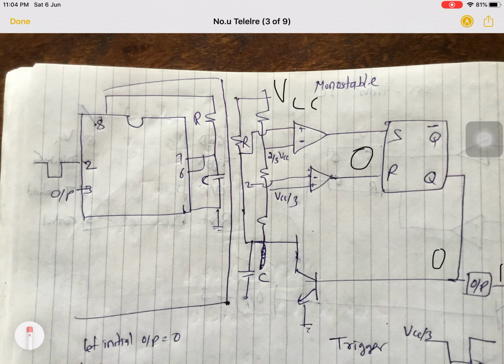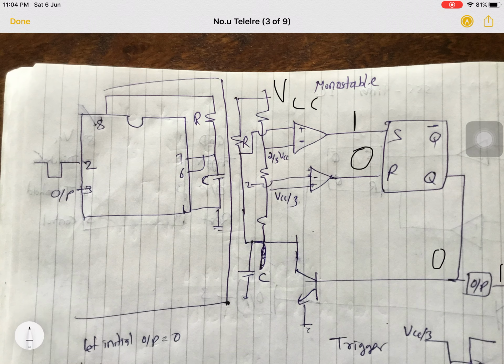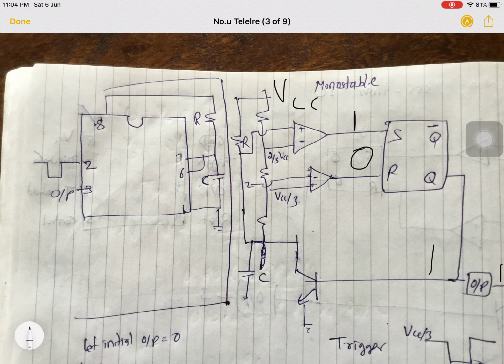It will cross when the capacitor voltage is crossing the 2 by 3 VCC. So at the positive terminal of the op amp, we will have higher voltage than 2 by 3 VCC. Therefore, the logic will be 1. So what will happen when S is 1 and R is 0? As S is 1 and R is 0, this will become 1.